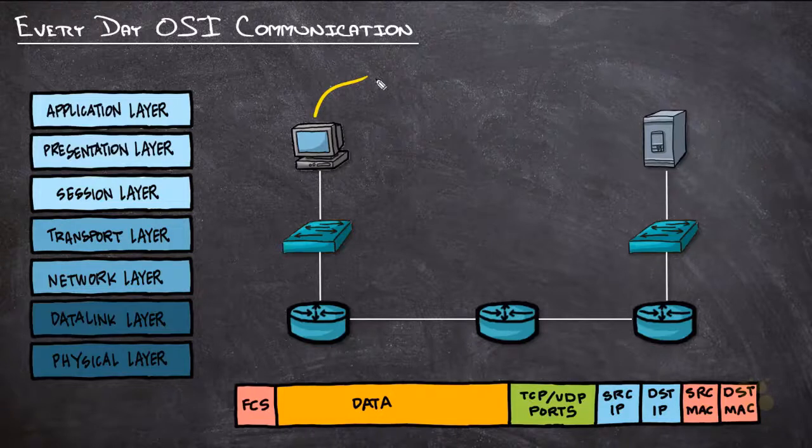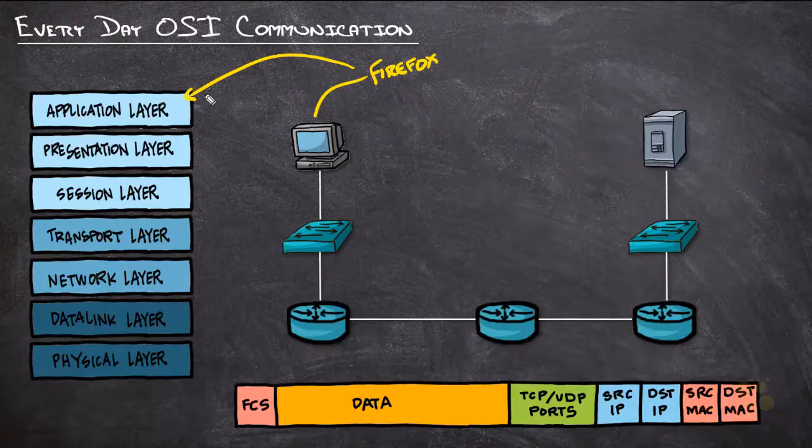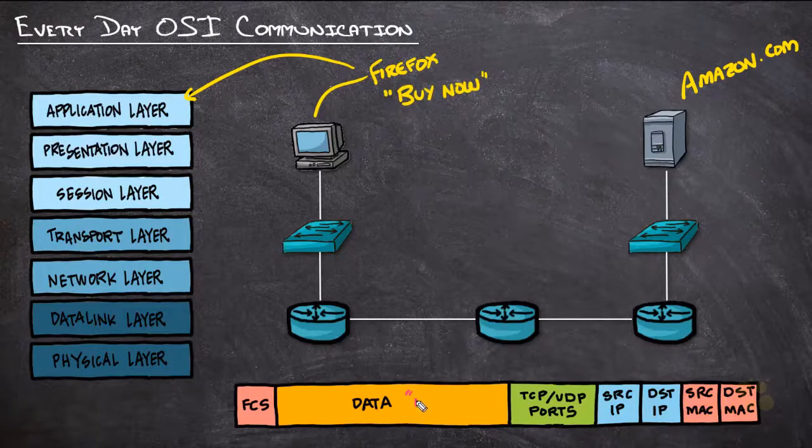So here's what happened. We had a computer right here using Firefox, a network-aware application that was already accessing the Amazon website. So over here, we'll just call this Amazon.com. We were looking at a pair of bargain glow-in-the-dark goggles and clicked the Buy It Now button. That became our data. Let's fill that in right here. Now, as soon as we clicked that button, some network communication was generated. Firefox passed it down to the presentation layer, which is still within the application.